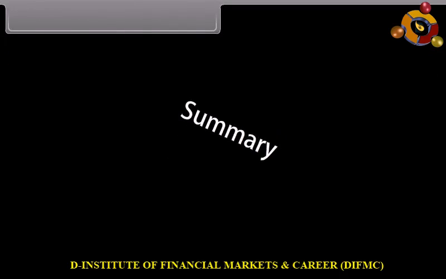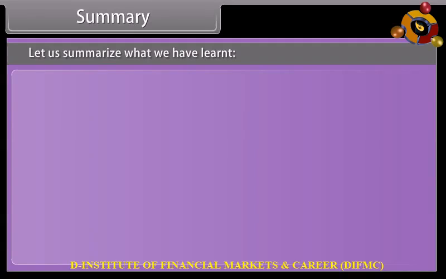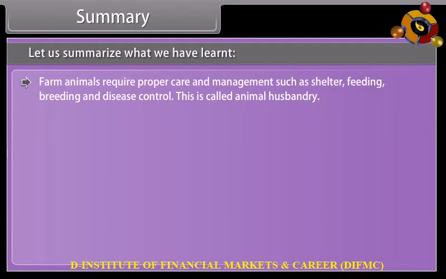Summary. Let us summarize what we have learned. Farm animals require proper care and management such as shelter, feeding, breeding, and disease control. This is called animal husbandry.